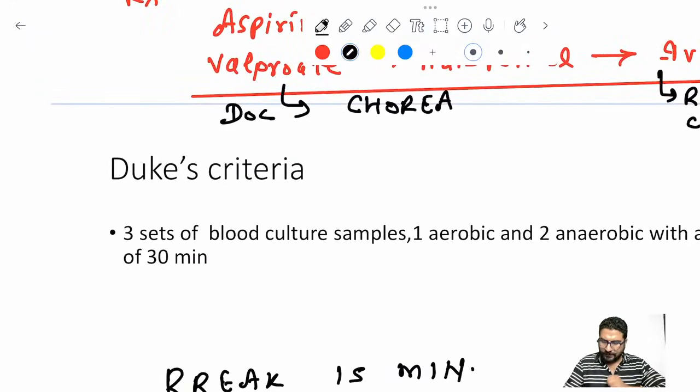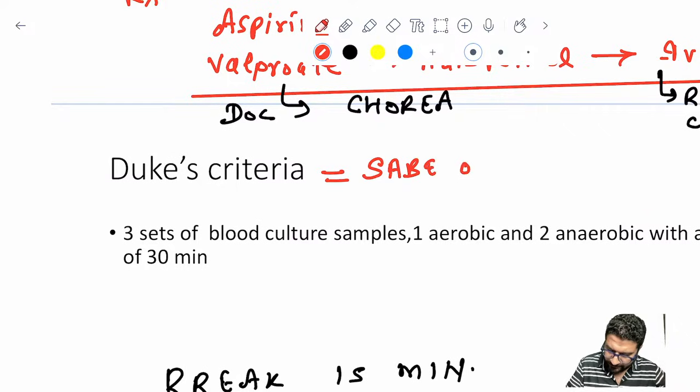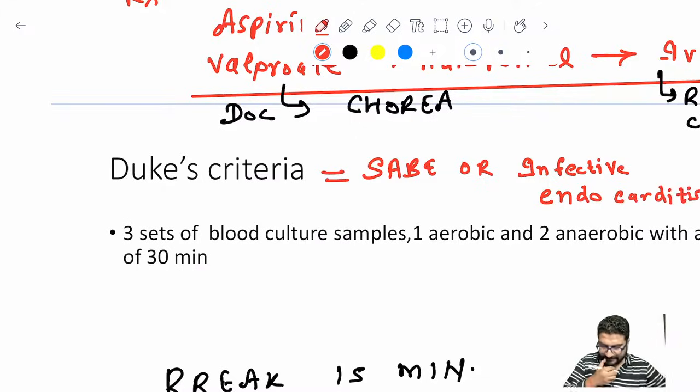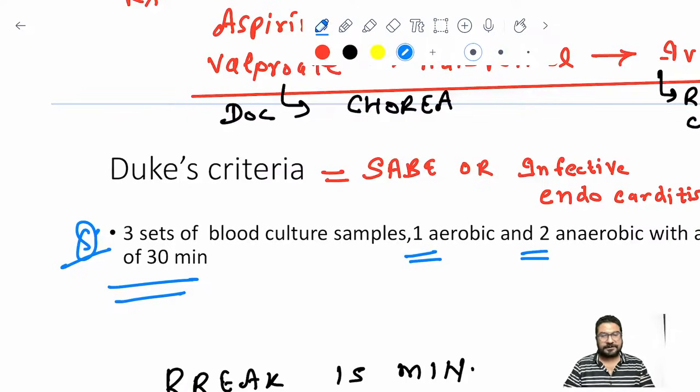Okay, now they ask you question on Duke's criteria. So Duke's criteria, understand this is done for infective endocarditis, which is also called SABE, or subacute bacterial endocarditis. To make a diagnosis, what we need is three sets of blood culture, one aerobic, two anaerobic, with a gap of 30 minutes. यही एक क्वेश्चन आता है एग्जाम में, it is a NEET PG question.